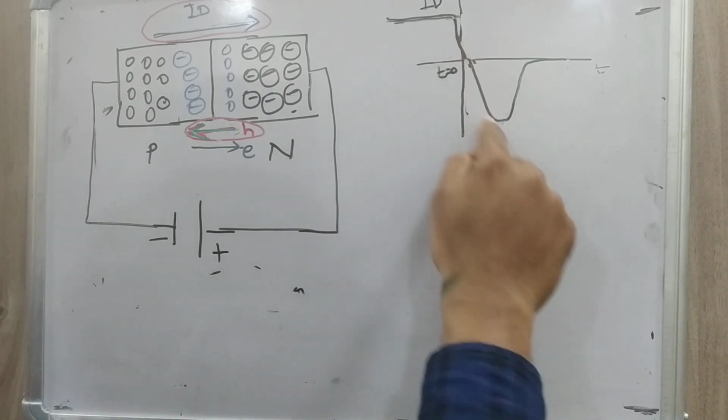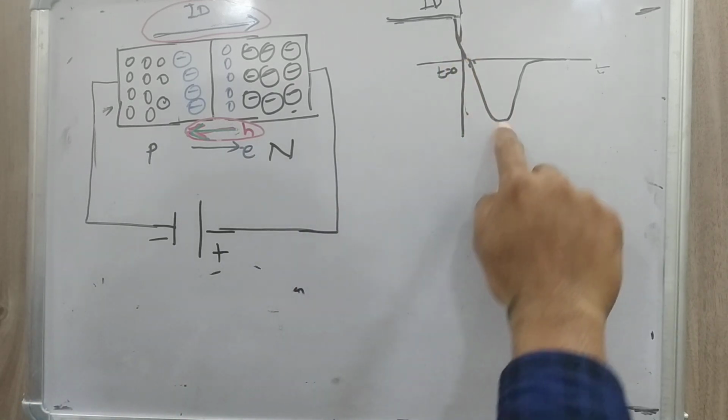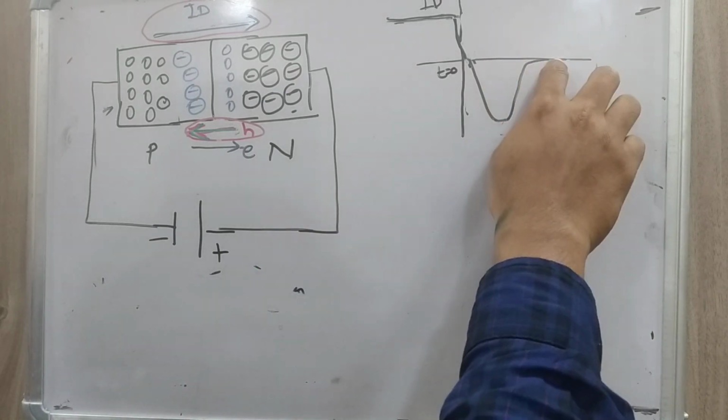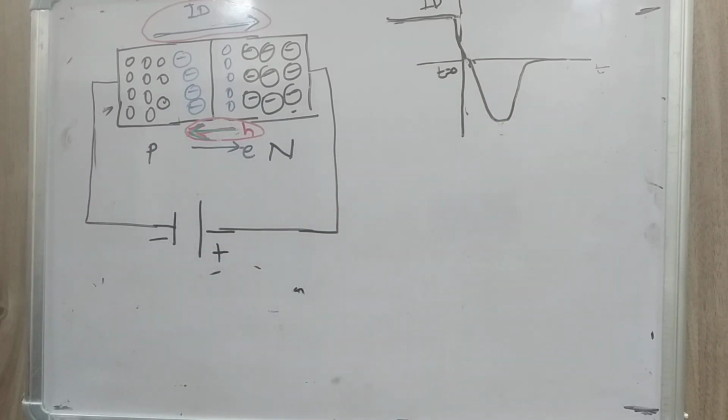The current goes from 0 to peak, and then from peak back to 0, because the diode is reverse biased. Finally it has to reach 0 current. Ideally it is 0, but practically it is not 0; the reverse saturation current, in nanoamperes or microamperes, will flow, but it will be close to 0.